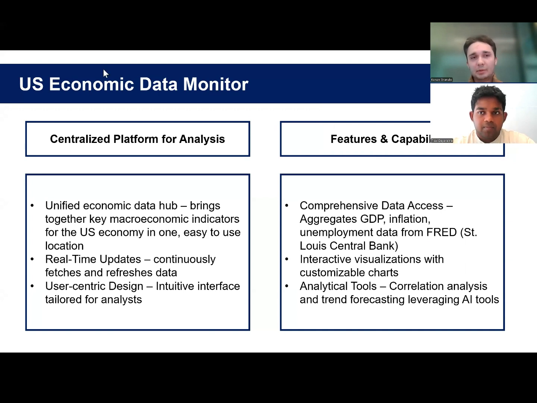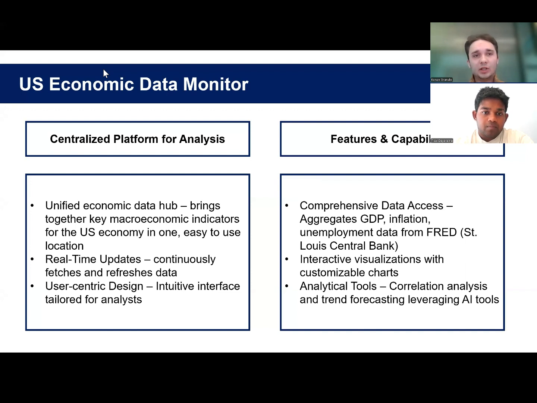Some of the key features and capabilities that we made sure to outline is comprehensive data access. The three key areas that we focused on were inflation, unemployment, and growth data. The FRED API provided this in a very effective way, and we figured out how to structure that and organize it effectively. We made sure to include interactive visualizations with customizable charts, which analysts could use to visualize these different trends and figure out how they can capitalize on them. And finally, we provided some analytical tools like correlation analysis and trend forecasting, leveraging a few AI tools to be able to determine how things are changing and how those relationships will converge in the future.